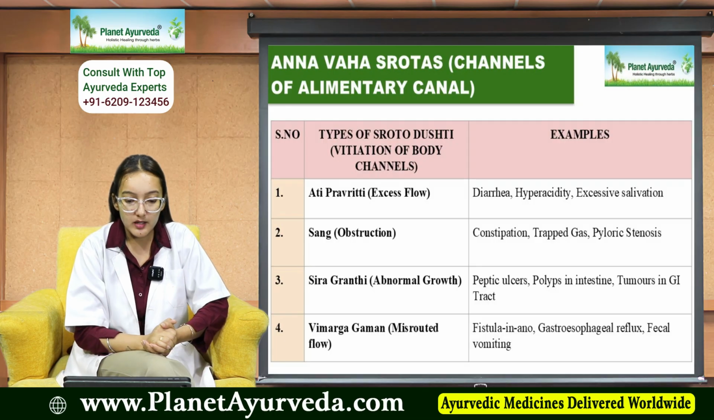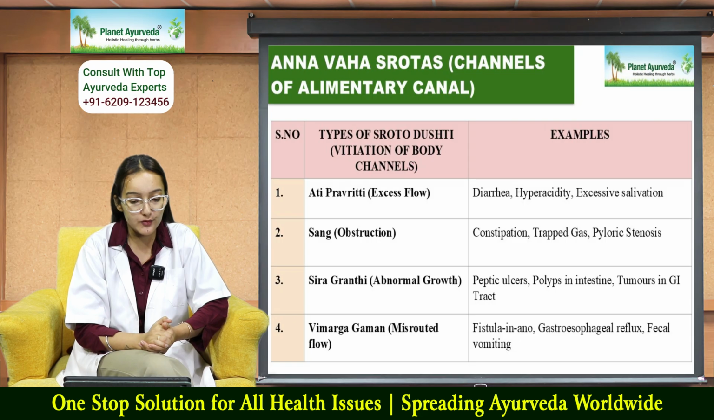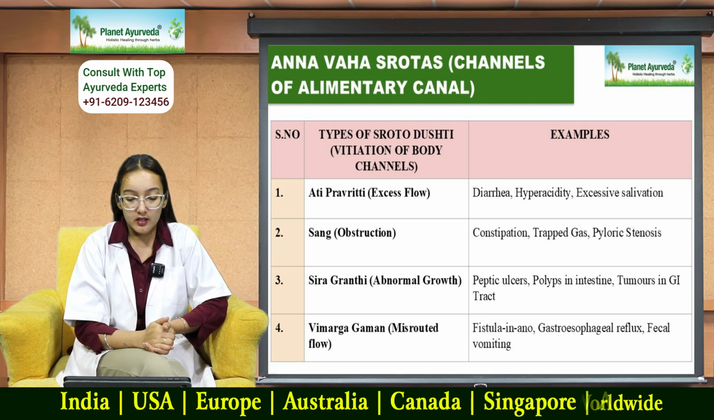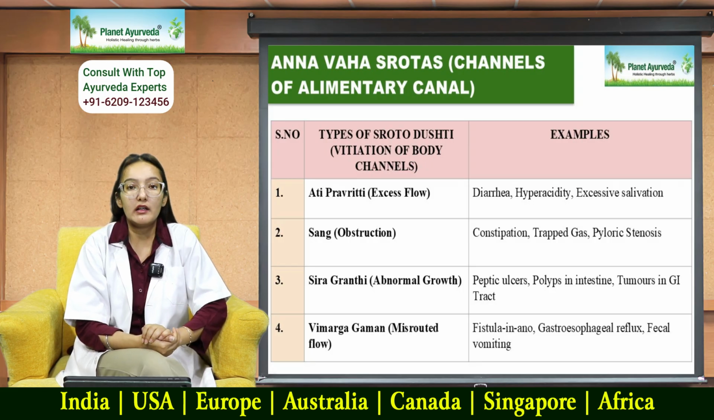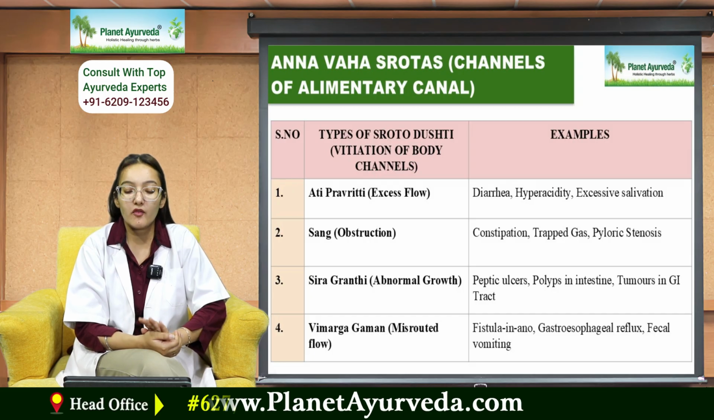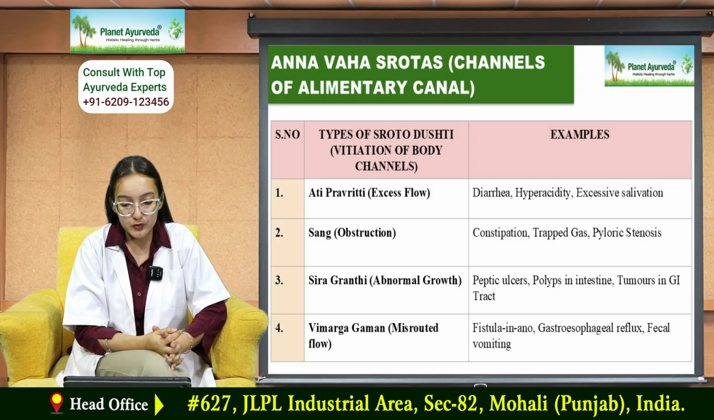Next are the types of Srotadushti, vitiation of body channels, particularly related to Annavaha Srotas, or the channels of alimentary canal, and their examples. So Ati Pravriti, or the excess flow. Their examples are diarrhea, hyperacidity. We have already seen these examples when we learned about the types of Srotadushti. Then is excessive salivation. Then comes Sang or obstruction, constipation. We have also seen this example when we learned about the types of Srotadushti.